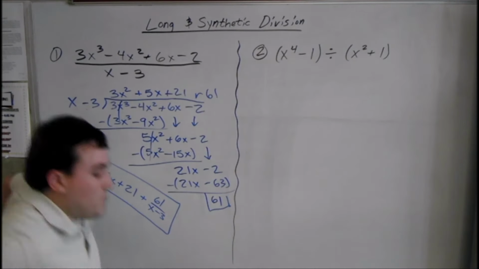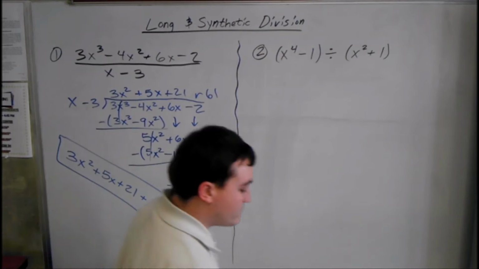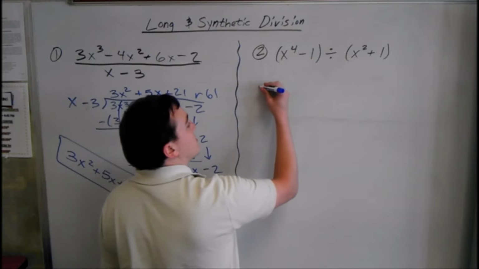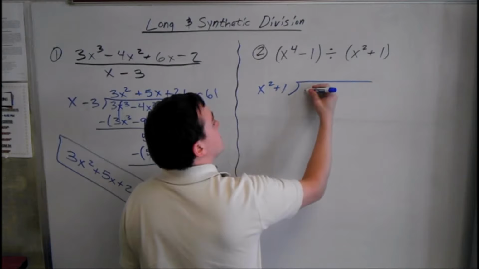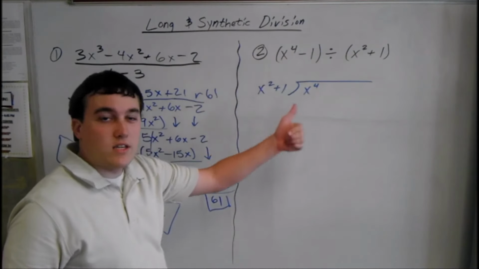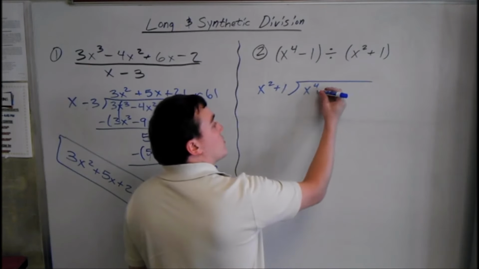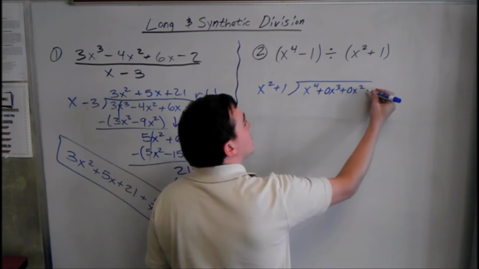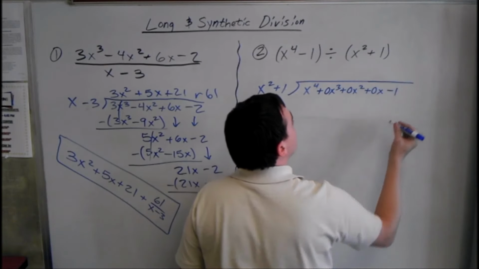Alright? And our next problem, we're seeing how many times x squared plus 1 goes into x to the 4th minus 1. But whenever you're missing terms, we don't have a cube term, we don't have a square term, we don't have an x. We have to add them in somehow. So we're going to put plus 0x cubed plus 0x squared plus 0x minus 1. So that's our problem.